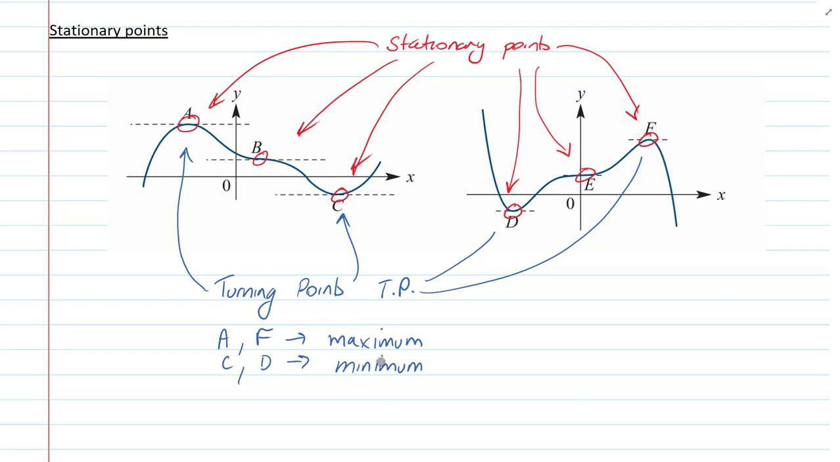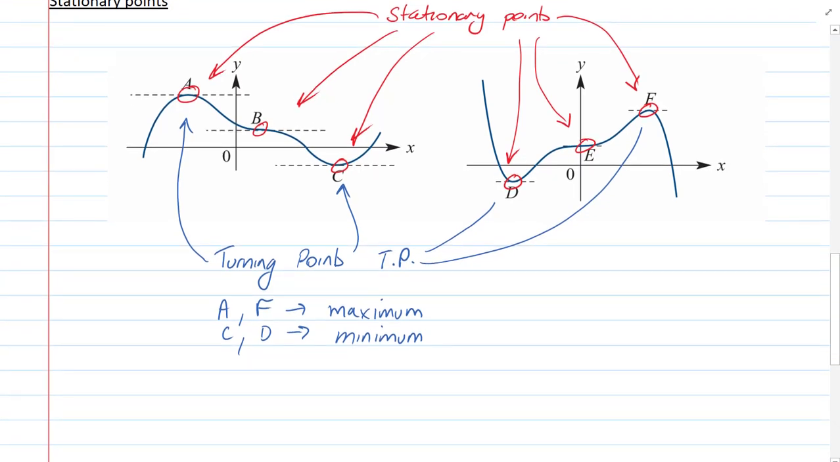So that's stationary points. I'm going to talk a bit more about points of inflection on Monday, so you don't need to worry too much about that. But basically a point of inflection is where it gets flat. Now let's just have a quick look at the gradient nature of a stationary point.